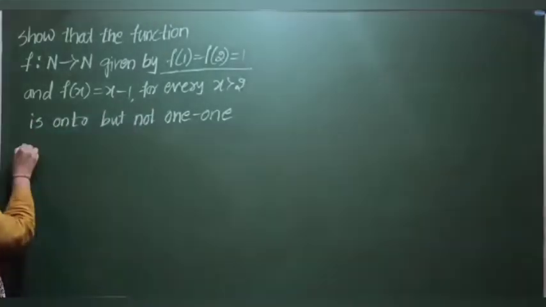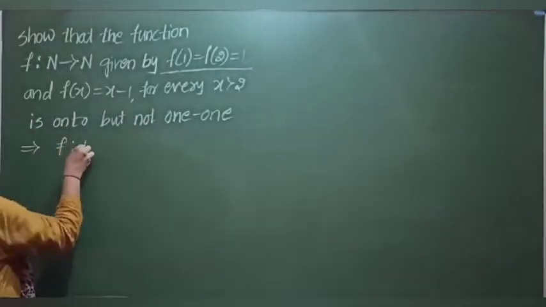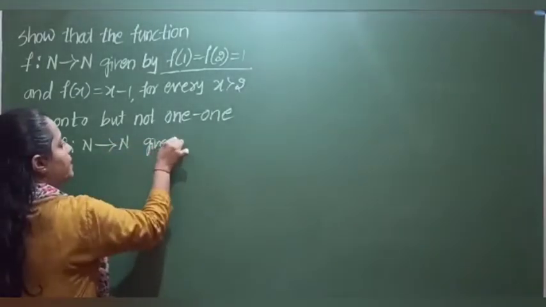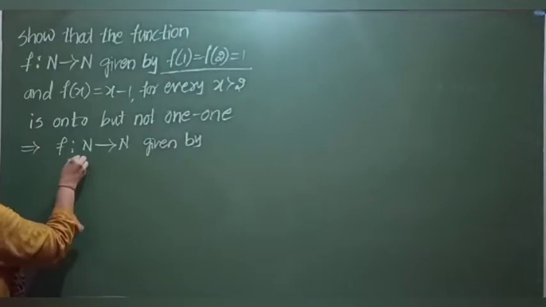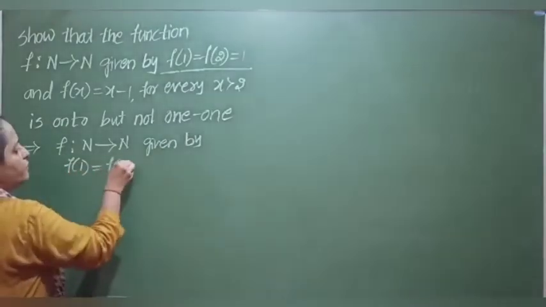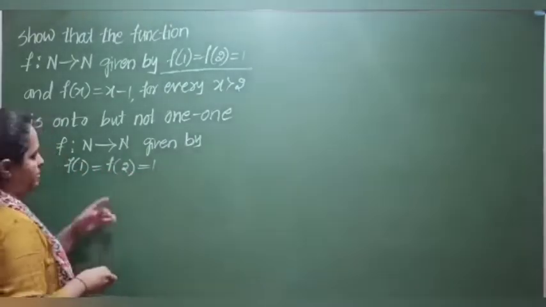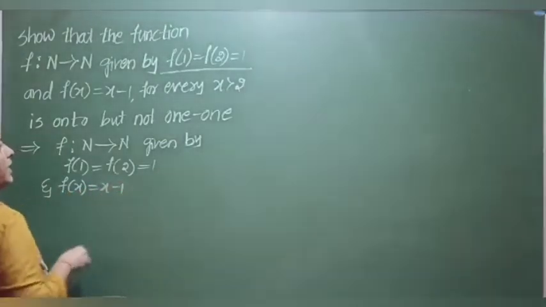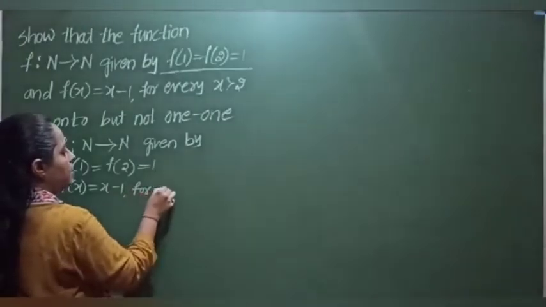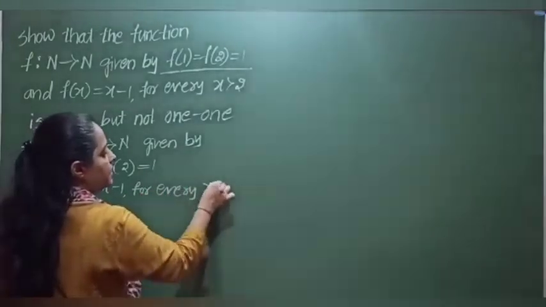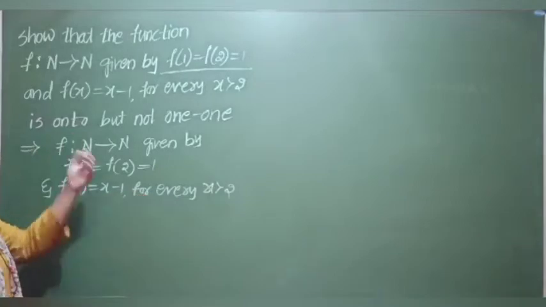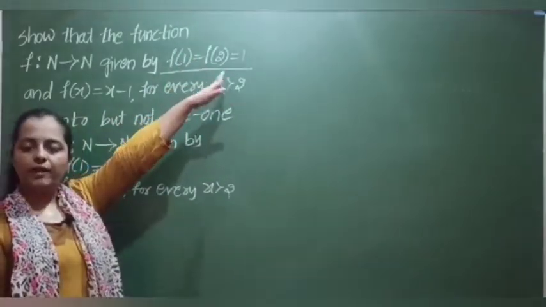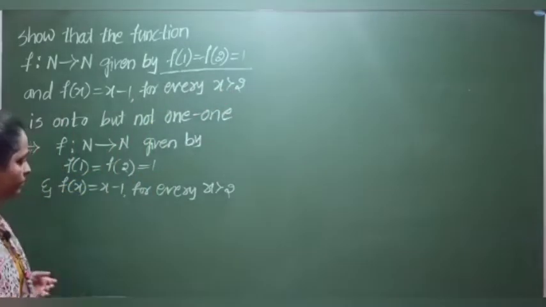So now what they have given: f is a function from N to N, given by f of 1 equals f of 2, both equal to 1, okay? And again this function is defined, f of x equals x minus 1 for every x greater than 2, right? So look here, f of 1 and 2 have the same image, right? 1 and 2 have the same image, therefore this is not one-one function.